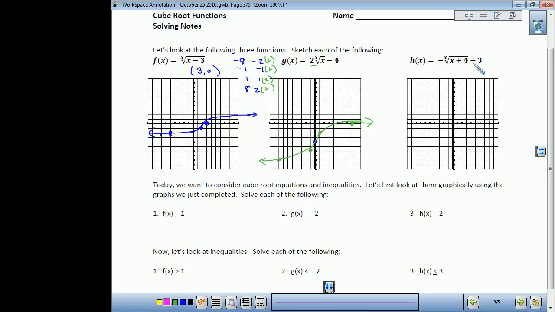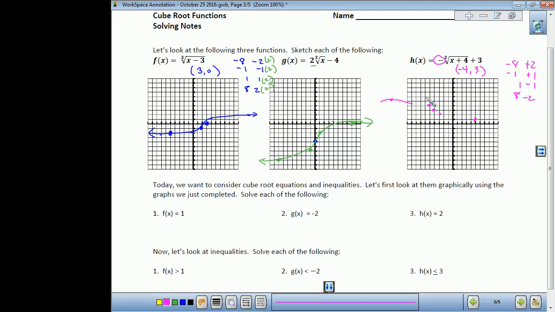And then finally this one. With this one, when we take those normal moves of -8, -2, -1, -1, 1, 1, and 8, 2, the negative out in front is going to change all of these to the opposite. So instead of the function increasing, now this function will be decreasing. Where's the transition point for h of x? -4, 3. Awesome. So that's where I'll start, at -4, 3. When I go left 1, I'm going to go up 1. If I went left 8, I'd go up 2. Right 1, down 1. Right 8, down 2.